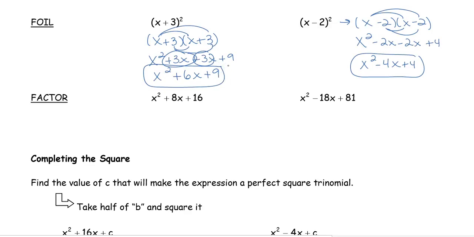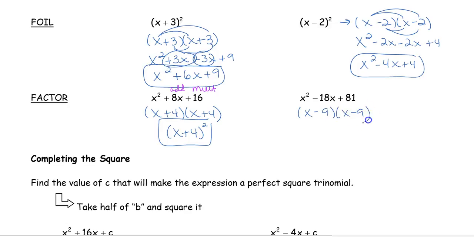Then factoring is undoing that FOILing process. Remember, we're looking for two numbers that are going to multiply to the outside and add to the middle. So we've got (x plus 4) times (x plus 4), which we talked about the other day, that we want to make sure that we simplify down into (x plus 4) quantity squared. Multiply to the outside, add to the middle. This time I'm multiplying to a positive, adding to a negative, which is going to make each of my pieces negative, but they're the same piece, so it's (x minus 9) quantity squared.